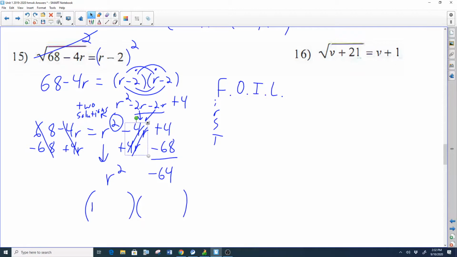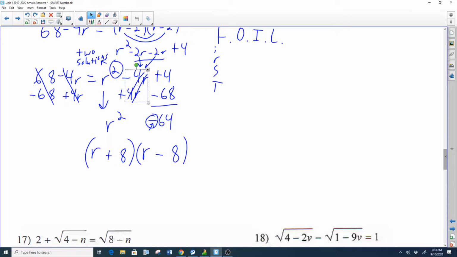So r squared factors into r times r. And 64 factors into 8 times 8 is 64. Now, we've got to check the signs. So a positive times a positive is a positive, which is not going to work because that's a negative. So then, if that doesn't work, what about both negative? Well, a negative times a negative is a positive, and that's negative. So that means one of them has to be negative, one of them has to be positive. And so that's going to work.